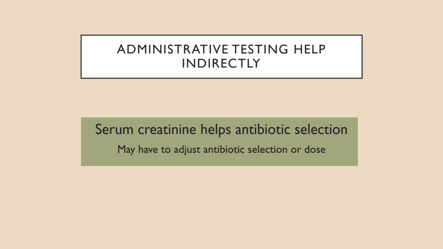Lastly, administrative testing helps indirectly. For example, a serum creatinine can help with antibiotic selection. Depending on the serum creatinine, we may have to adjust the antibiotic selection or the antibiotic dose.